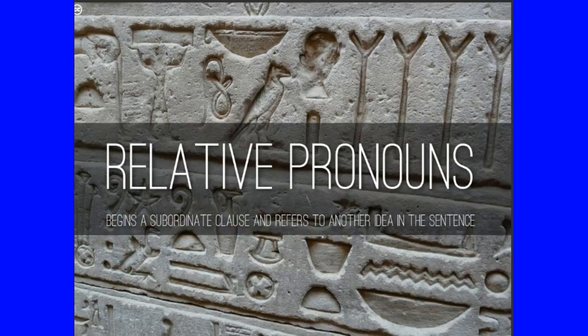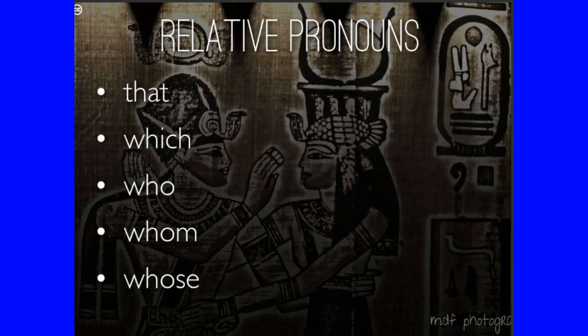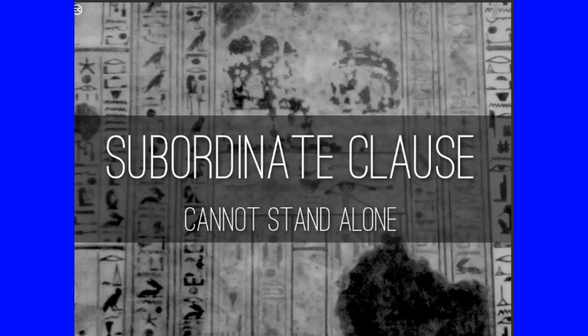Relative pronouns begin a subordinate clause and refer back to another idea in the sentence. That, which, who, whom, and whose are relative pronouns. Since relative pronouns begin subordinate clauses, it's important that you understand what a subordinate clause is.